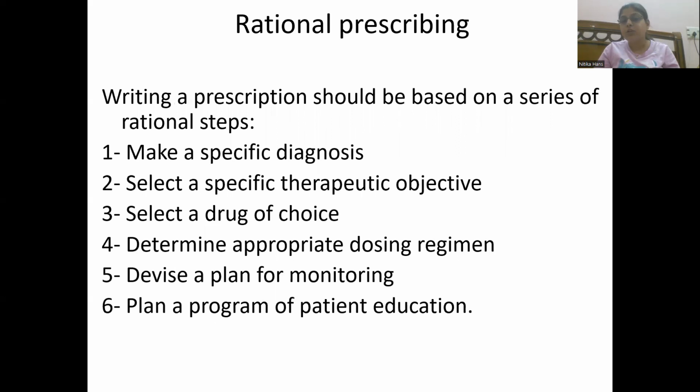Devise a plan for monitoring. We have to instruct the prescriber that the patient has to come for follow-up after 15 days in diabetes and hypertension, and plan a program of patient education.